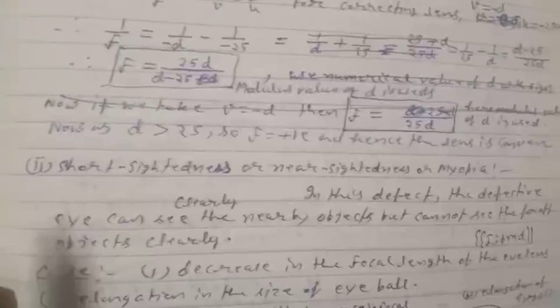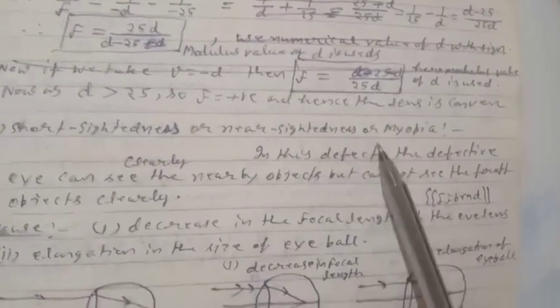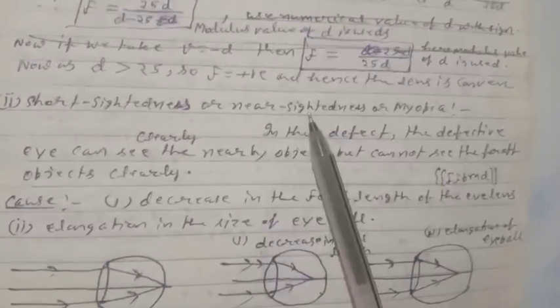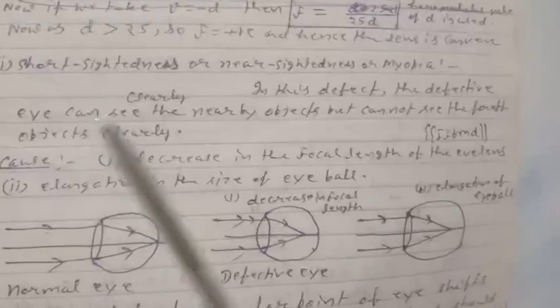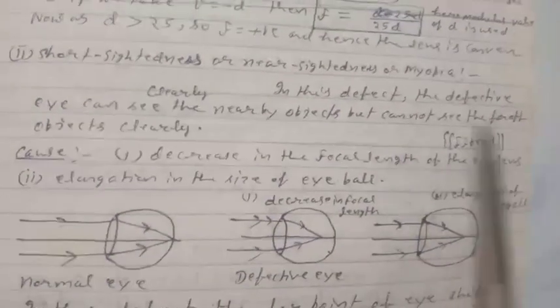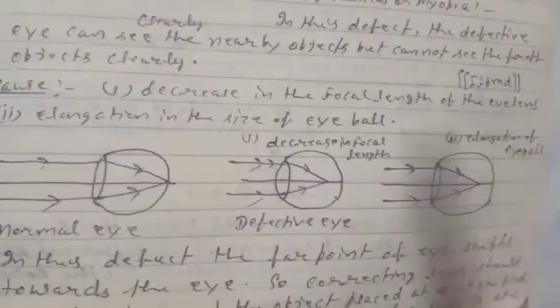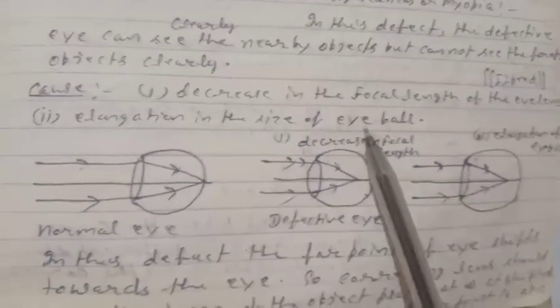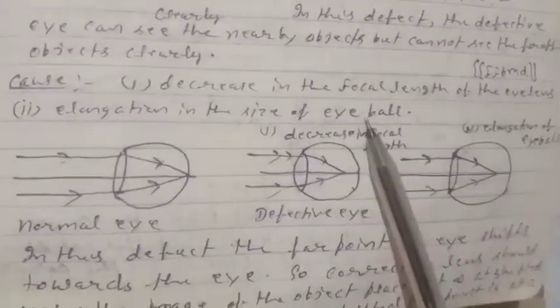Now second, short sightedness, or near sightedness, or myopia. In this defect, the defective eye can see clearly the nearby object but cannot see the far off objects clearly. Cause: decrease in the focal length of the eye lens. Second, elongation in the size of the eyeball.